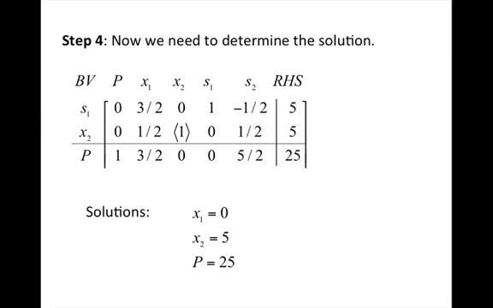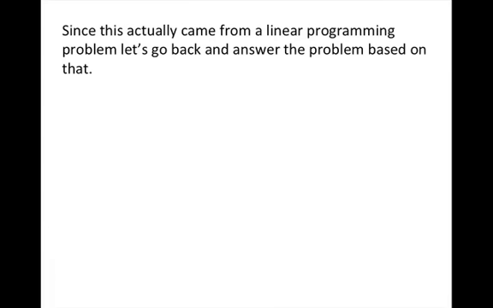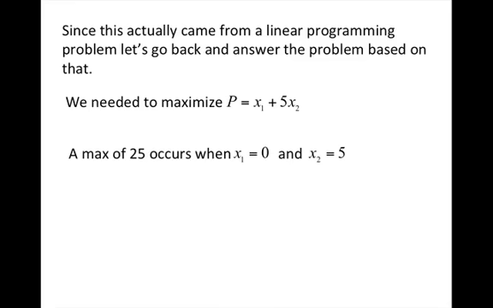And P should always be your last basic variable, so if I go to the right-hand side, I get that P is 25. Now for this example, since this actually came from a linear programming problem, let's go back and look at the original problem and compare our answer. The original problem said we wanted to maximize P equals x sub 1 plus 5x sub 2. We said that P was 25, so that means that's our maximum, and it occurs when x sub 1 is 0 and x sub 2 is 5.